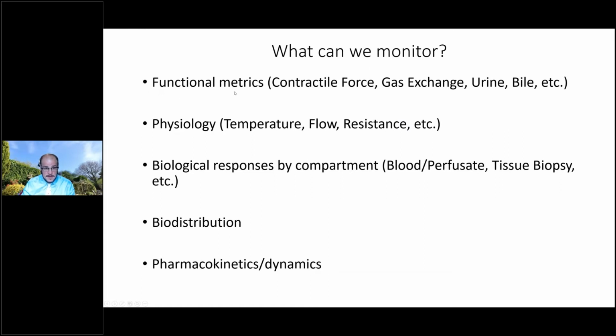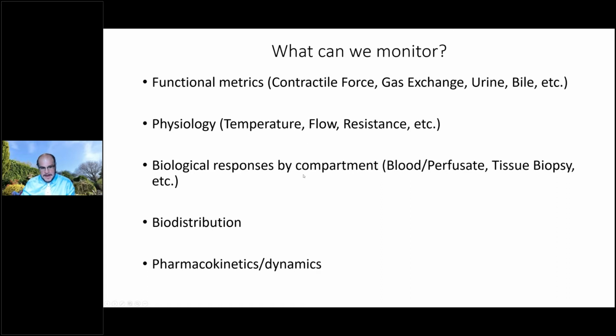So we can look at various functional metrics. In the heart, it might be the contractile force. In the lung, you're looking at gas exchange. And then in the kidneys and the liver, you look at urine and bile respectively. And you can then look at the composition of those agents. We can look at other physiological measures, so temperature, flow, resistance.